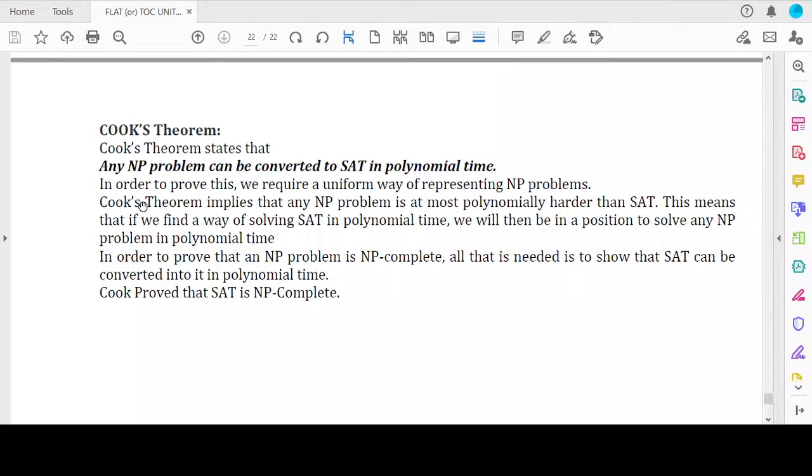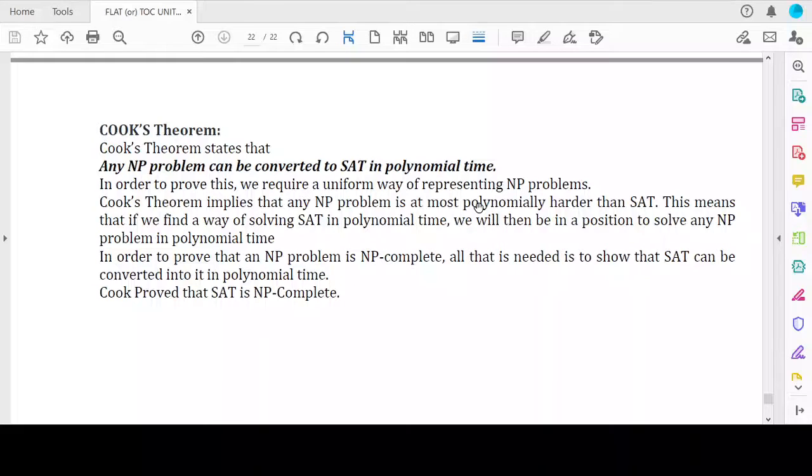So here Cook mentioned that any NP problem can be converted to the satisfiability problem in polynomial time. We have seen this, right? So we reduced this NP hard problem, that is the satisfiability problem, into the clique problem. Okay, and that reduction was done in polynomial time. In order to prove this, we require a uniform way of representing NP problems. Of course, to perform that reduction, you should be able to establish the relationship between the problems. So there must be a uniform way of representing the problem.